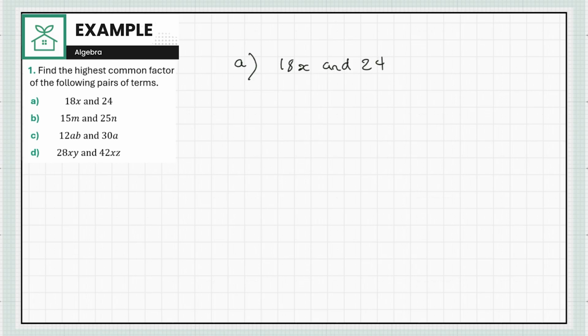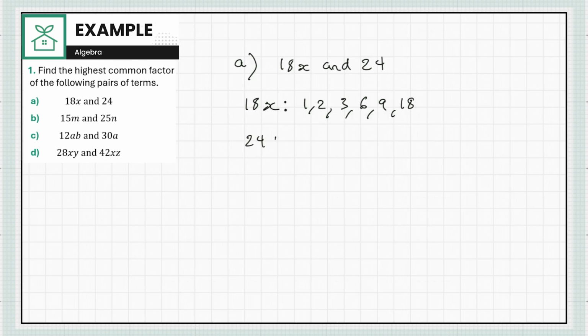Now, because we don't have 24x here, we can't say that a factor of both of them is going to be the pronumeral x. So what we can do is list factors for the two numbers. So what are some factors of 18 that we can list? Well, we have 1, 2, 3, 6, 9, and 18. And we also will deal with the pronumerals later.